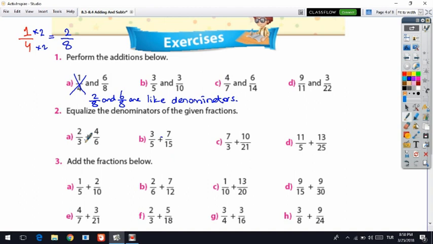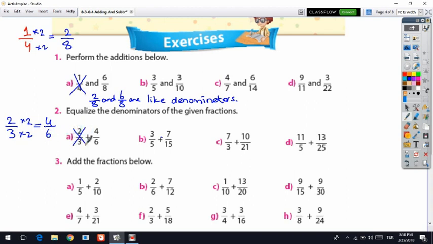Okay, now let's look at this one. 2 over 3 plus 4 over 6. So first of all, you have to equalize. Choose the fraction 2 over 3. Everybody, 2 over 3. After that, you look at the bigger denominator, 6. How can you get 6 from 3? By 2. Everybody, by 2. 2 times 2 is equal to 4. Then 3 times 2 is equal to 6.